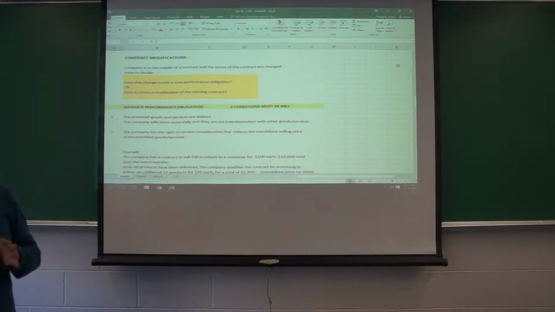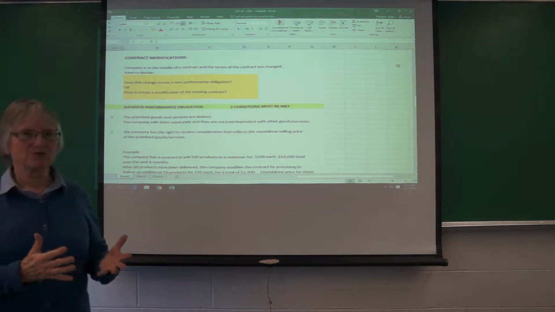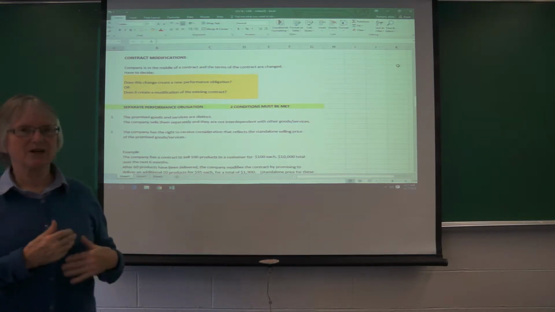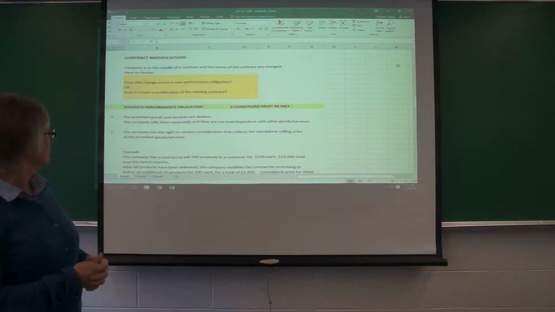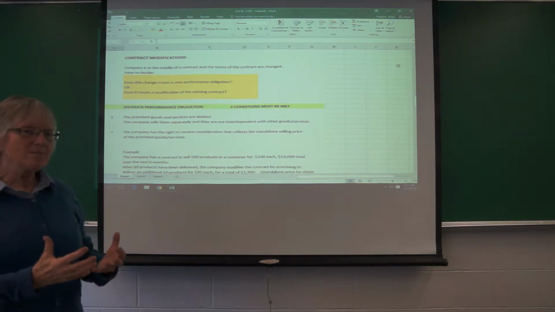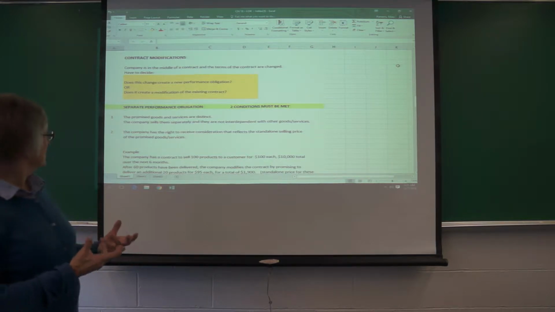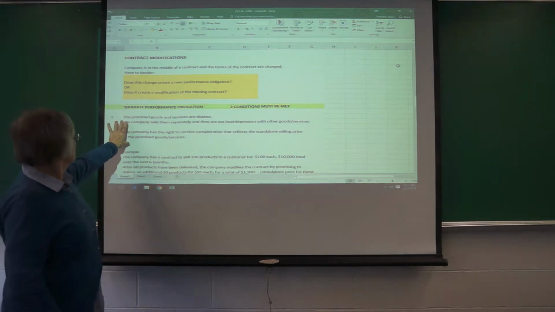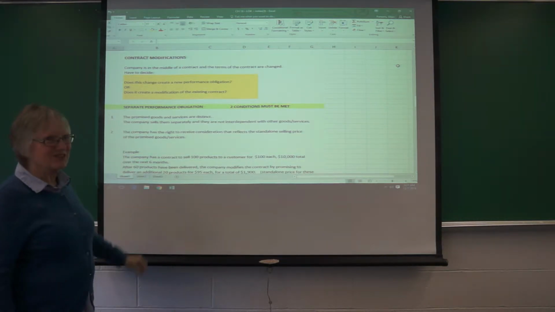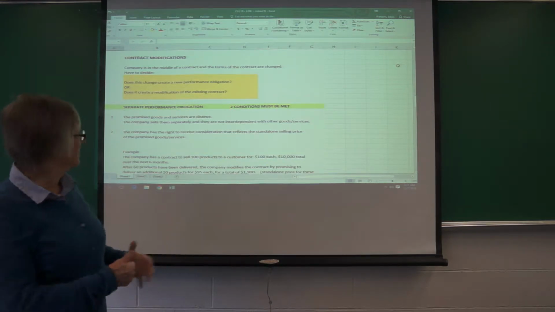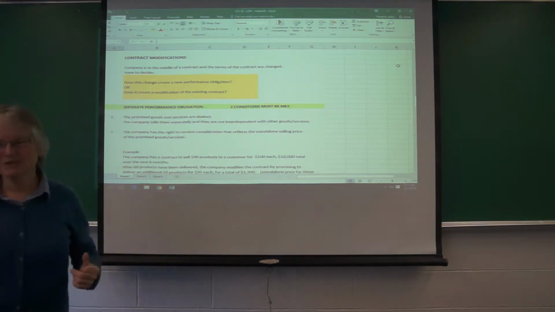If it's a separate performance obligation, you have to have two conditions. The goods have to be distinct: the company sells them separately, and they're not interdependent with other goods and services. And the company has the right to receive payment for those goods at the standalone selling price of those goods and services. So these are your separate performance obligation conditions. Chances are on any of the homework they will tell you which it is. But let's look at an example here.